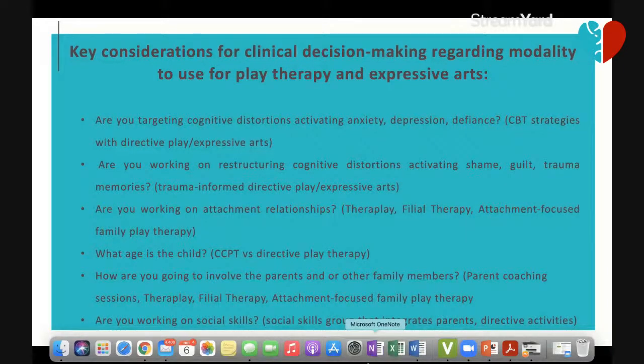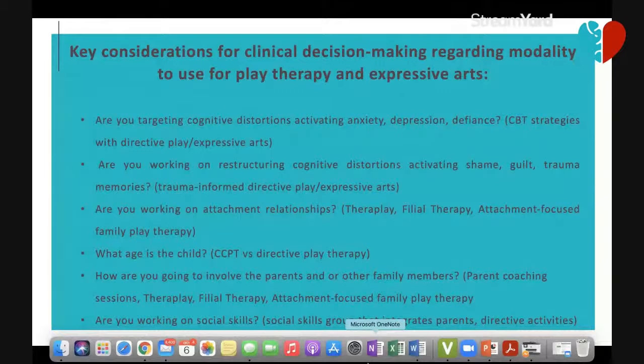Because again, we're looking at long term, my job is to work myself out of a job and to help my client not need me anymore and be able to navigate life within their system, with their caregivers, with their family relationships, with their support people. So to me, that's an important part of the work that we do with children and adolescents.